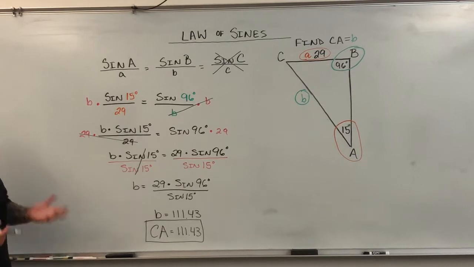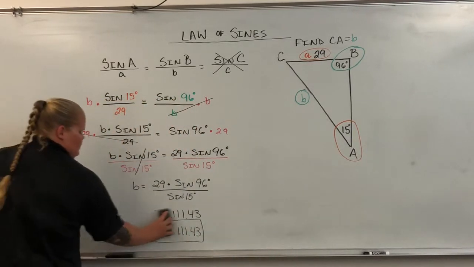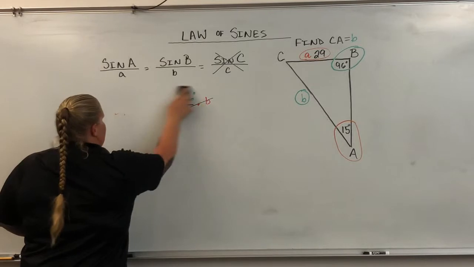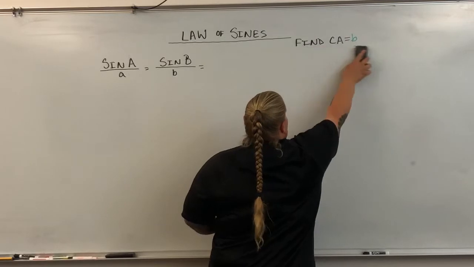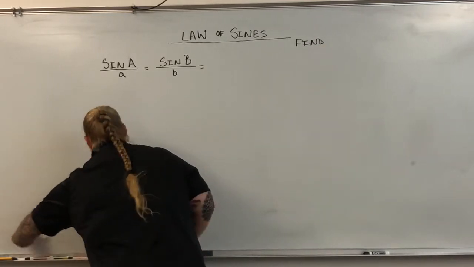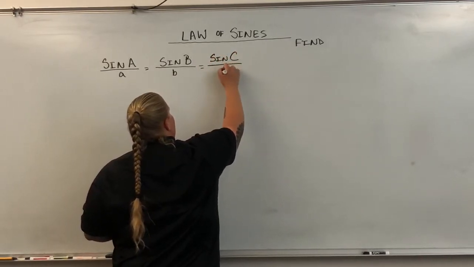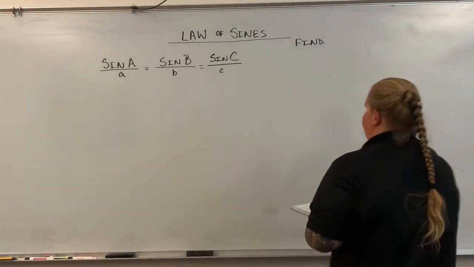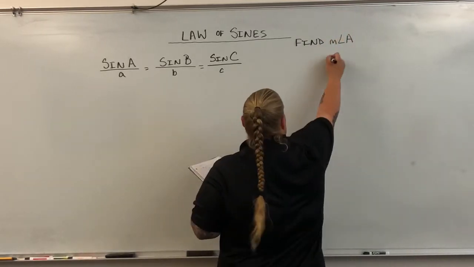So that's how to find a missing side. On the next problem, we're going to find a missing angle. So for this next problem, we're going to find the measure of angle A. Get my triangle set up here.